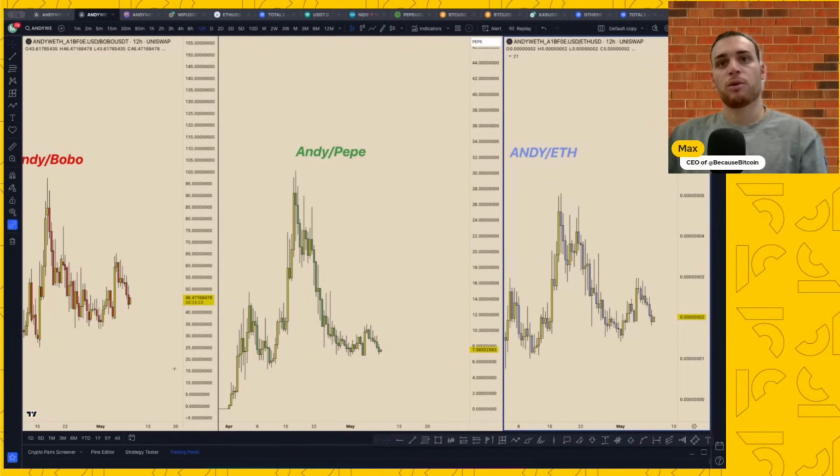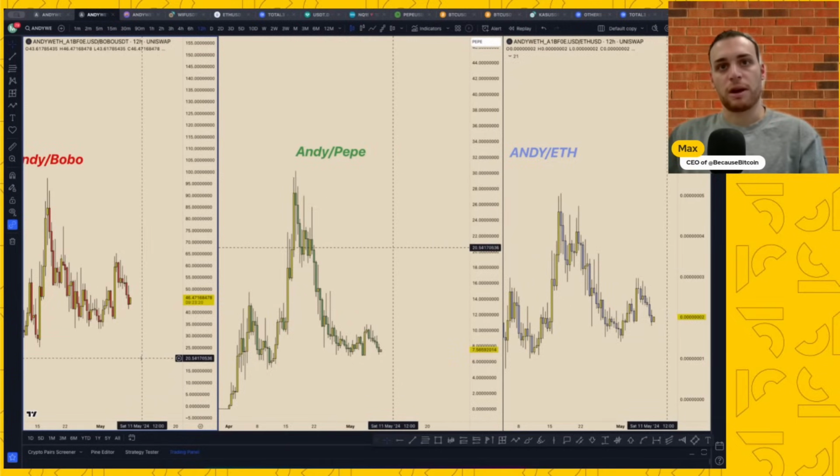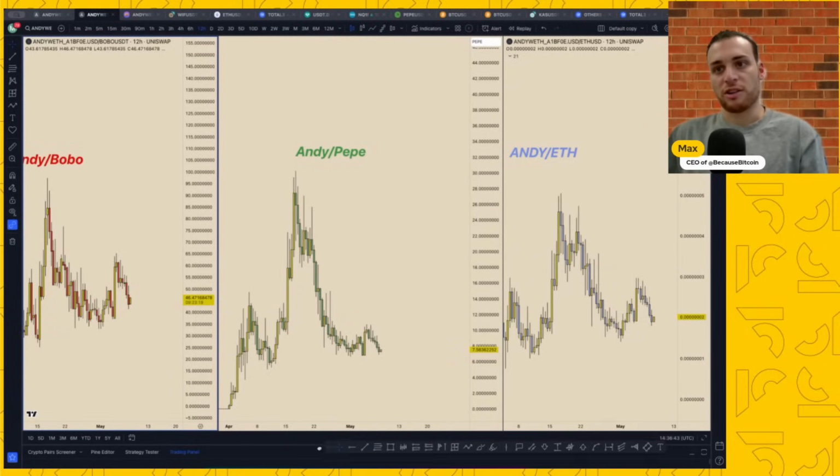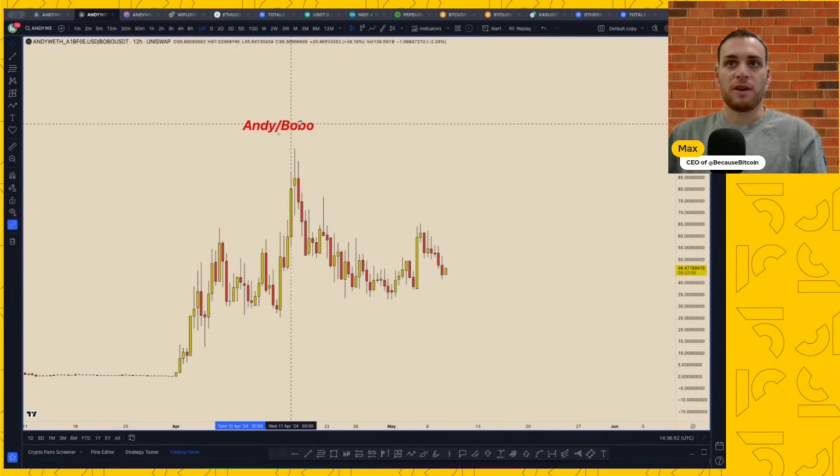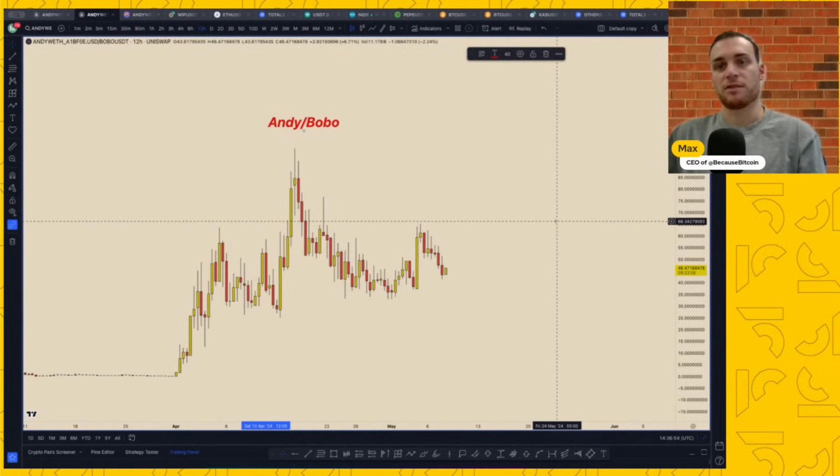Okay, so let's start with one of the smaller ones, but nonetheless a great project. It's got more price history and more holders than Andy currently. So again, let's take a look at it. Andy BOBO, and BOBO is also very important to compare because there's a lot of overlap between BOBO and Pepe holders, similarly to how there's a lot of overlap between Andy and Pepe holders. BOBO has been around a little bit longer. It's got, I believe, like 15 or 16,000 holders, so slightly more than Andy. I like what they're doing.